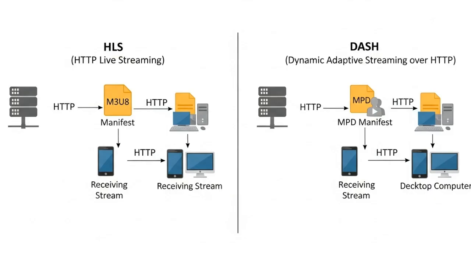Dynamic Adaptive Streaming over HTTP, or DASH, is an ISO standard, offering similar functionality to HLS, but is platform agnostic, supporting a wider range of codecs and container formats. Both protocols utilize standard HTTP infrastructure, making them highly scalable and cacheable by CDNs. These protocols inherently introduce some latency due to segment size and buffering, a trade-off for reliability and compatibility.